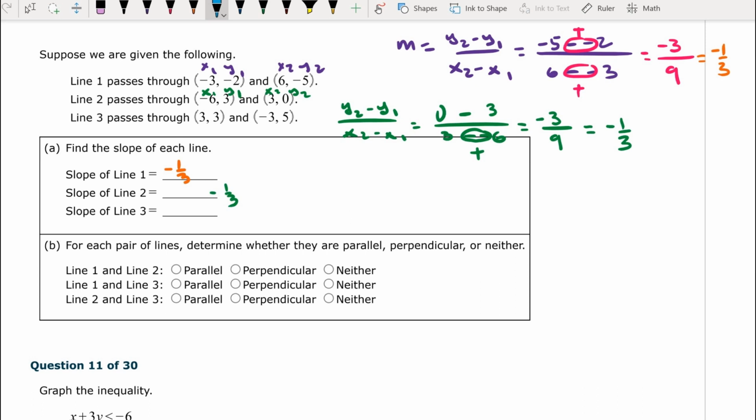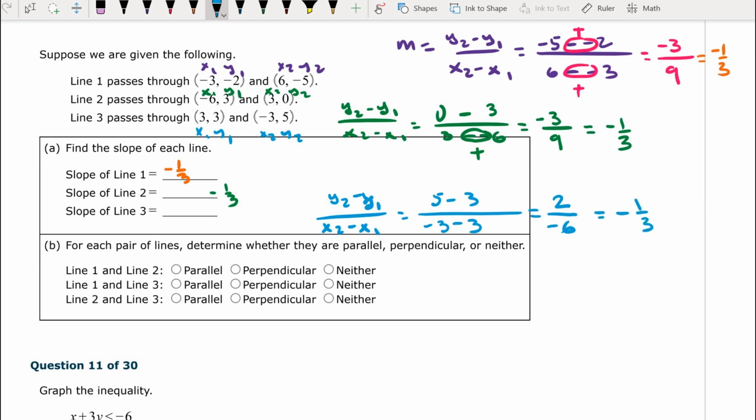Line 3, same formula, y2 minus y1 over x2 minus x1. x1, y1, x2, y2. That will be 5 minus 3 and -3 minus 3. 5 minus 3 is 2, and -3 minus 3 is -6. Reduce it by 2, you will have -1/3. Interesting. So all 3 of them have the slope of -1/3.